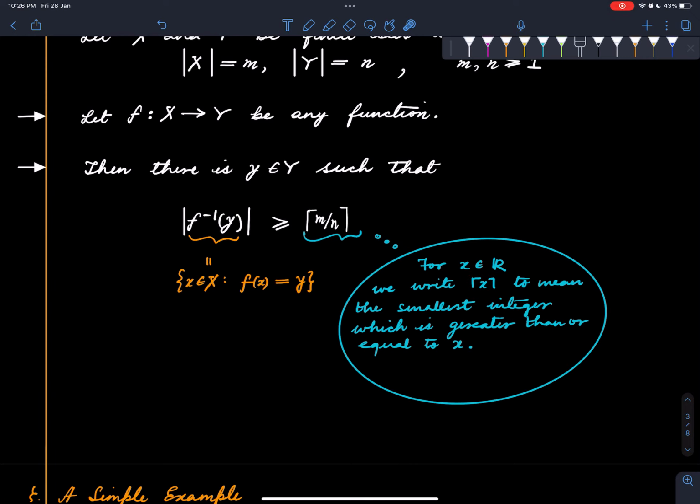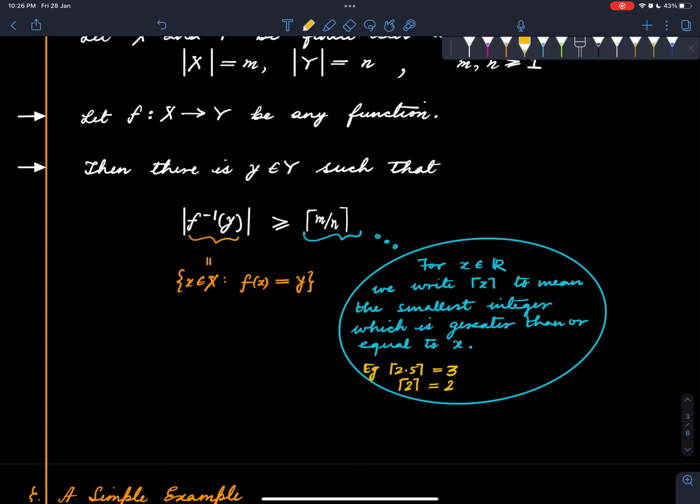So for example, the ceiling of 2.5 is 3, because what are the integers which are greater than or equal to 2.5? They are 3, 4, 5, etc. And which one is the smallest among them? 3. So that's it. What about the ceiling of 2? That is 2, because the integers which are greater than or equal to 2 are 2, 3, 4, 5, etc.